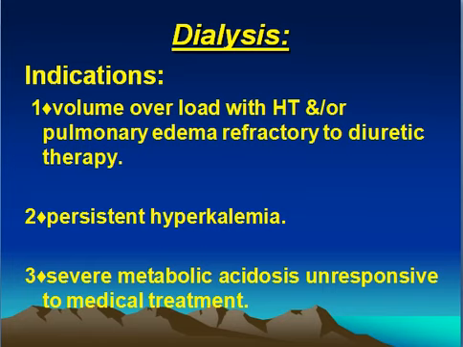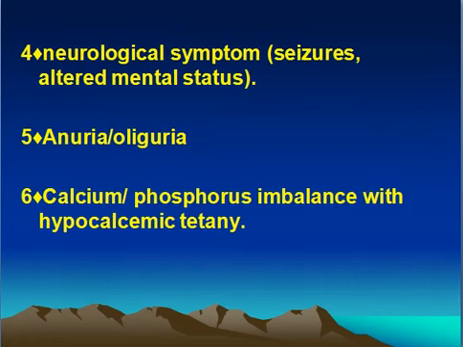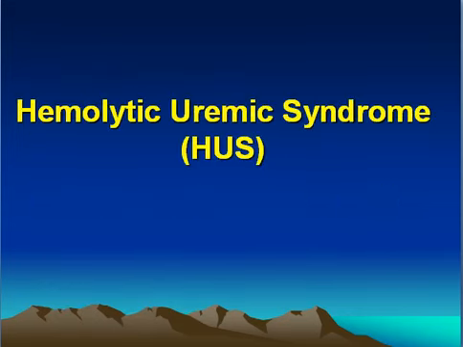Indications of dialysis. First, when there is volume overload with hypertension and or pulmonary edema refractory to diuretic therapy. When there is persistent hyperkalemia, as mentioned previously. When there is severe metabolic acidosis unresponsive to medical treatment. Also, when there are neurological symptoms such as seizure and altered mental status, anuria and oliguria, and lastly calcium phosphorus imbalance with hypocalcemic tetany.